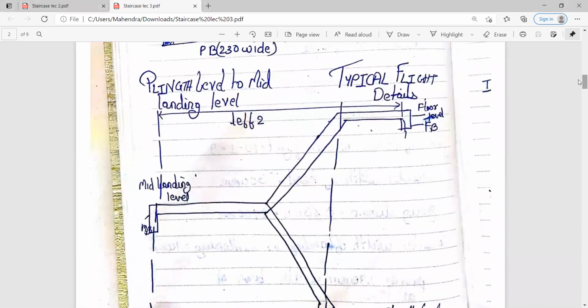Now again, this is your plinth level to mid landing level, and this is your typical flight details. So this one is your floor level, that is denoted by FB. This is your landing level and this is your mid landing level. So as you can see, यहाँ से लेके यहाँ तक का distance will be your L effective 2.